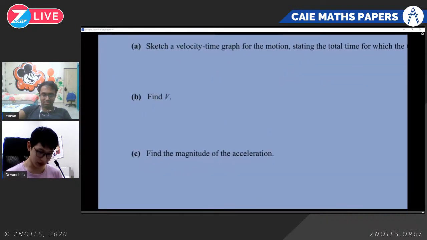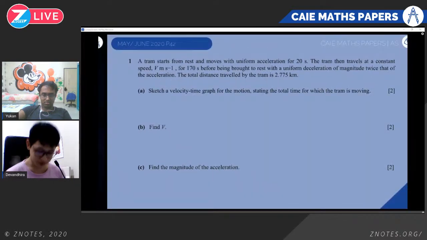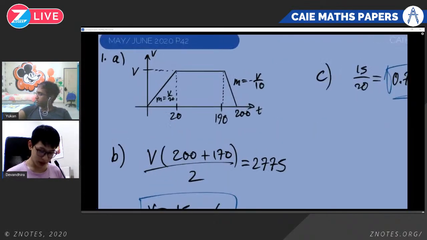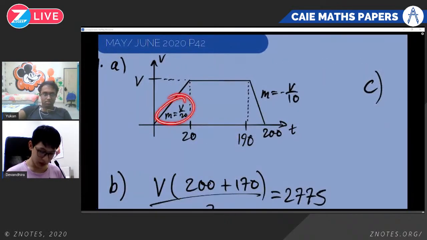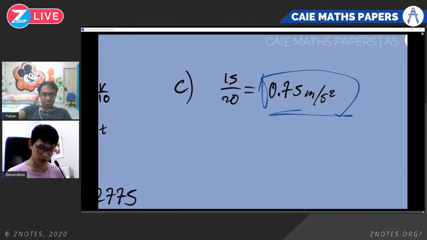Let's go to the next question. Find the magnitude of the acceleration. Sure, why not? The acceleration was given by v over 20, right? Just put that in there. Just 15 over 20, 0.75 meters per second squared. That's your answer.